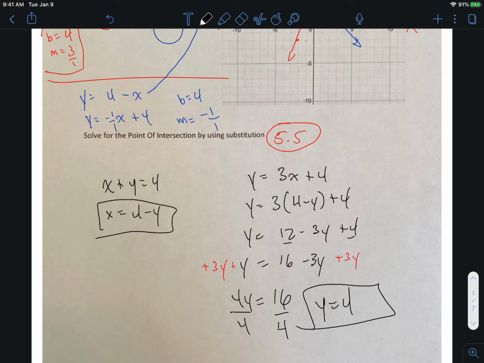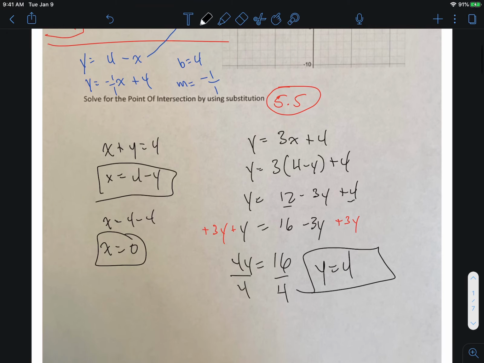Oh, I'm looking at this one thinking it's okay. You're doing exactly right. You just got to figure out what x is equal to now, right? You have it isolated already. Yeah. So we know what y is. So if we plug it into here, x equals 4 minus y, with y being 4, which is 0. Good. So then x equals 0.